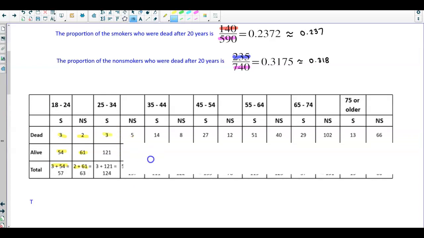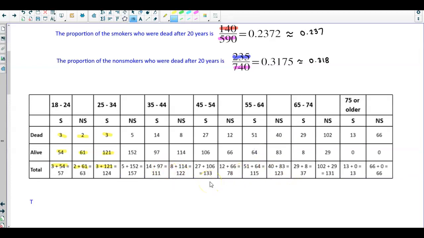Likewise, 3 plus 121 gives us 124. And let's do the same with all of them here, so we can fill out the table. So 5 plus 152 gives us 157. 14 plus 97 gives us 111. 8 plus 114 gives us 122. 27 plus 106 gives us 133.